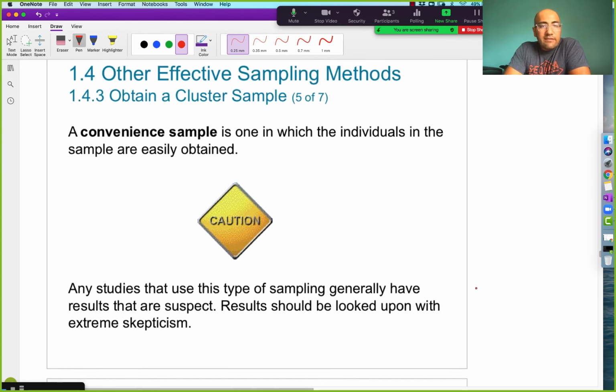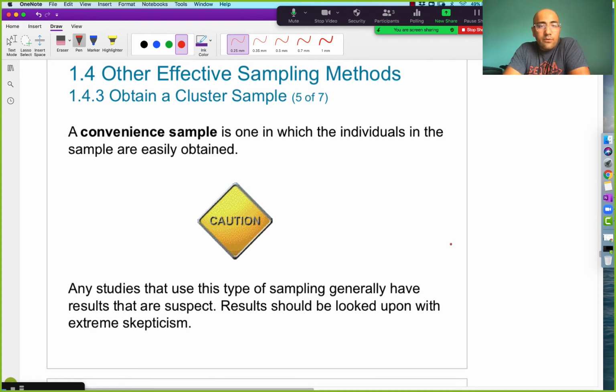Another caution about convenience sampling, right? If the members of the population self-select to be members of the sample, that's not good, right? A convenience sample is one in which the individuals in the sample are easily obtained, as in they volunteer. That's one way to do it. Or you just grab the first few convenient, low-hanging fruit kind of thing. I wanted to get a survey of people, so how about if I just survey the people that are here right now? You guys are here.